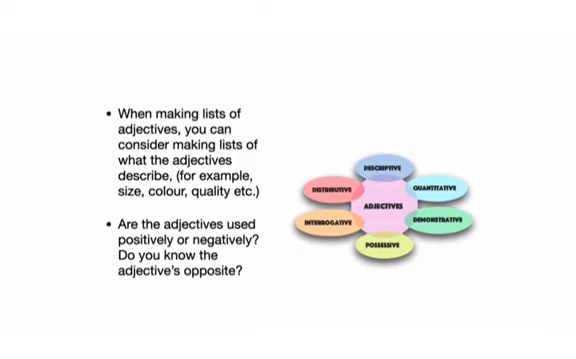When making lists of adjectives, you can consider making lists of what the adjectives describe, for example, size, color, quality, etc. Are the adjectives used positively or negatively? Do you know the adjective's opposite?